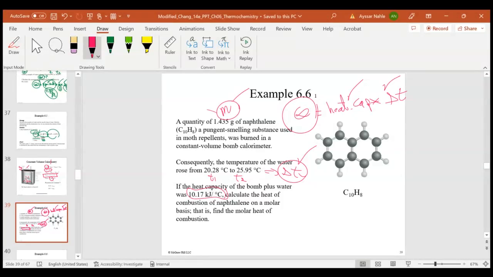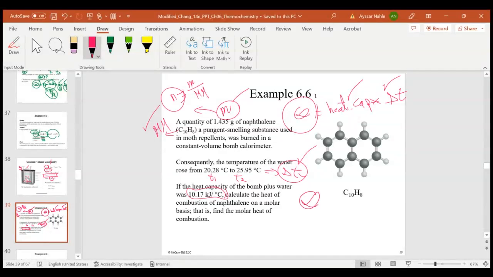Since I have the mass, I can find the number of moles, which is equal to mass over molar mass. From this formula, I can obtain the molar mass, which is 10 times 12 plus 8 times 1. That's the molar mass. Take the grams and divide by the molar mass, and you will get the number of moles. And here I have the Q.